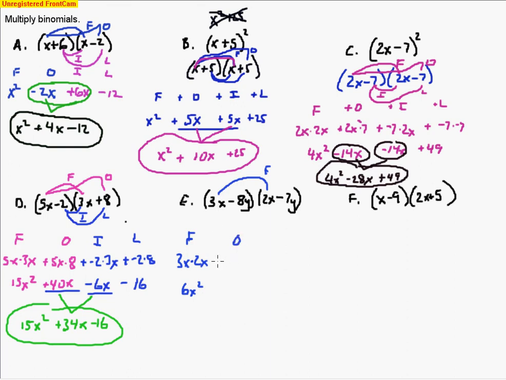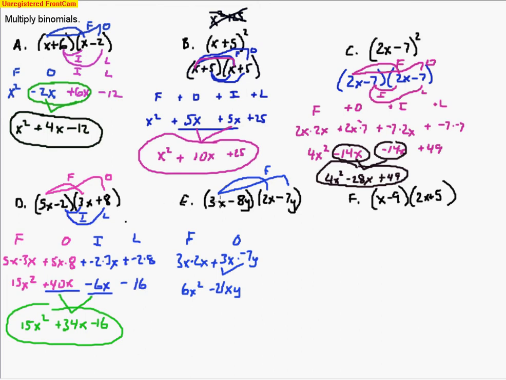Outer terms. So it's a 3x times negative 7y. Well, people think, what do we do? They have different variables. Well, all you do is just multiply them together, and if they're not the same variable, you just write them next to each other. So 3 times negative 7 makes negative 21, and then just xy. So when you're multiplying, not the same variable, write them next to each other, and that means they're multiplied.